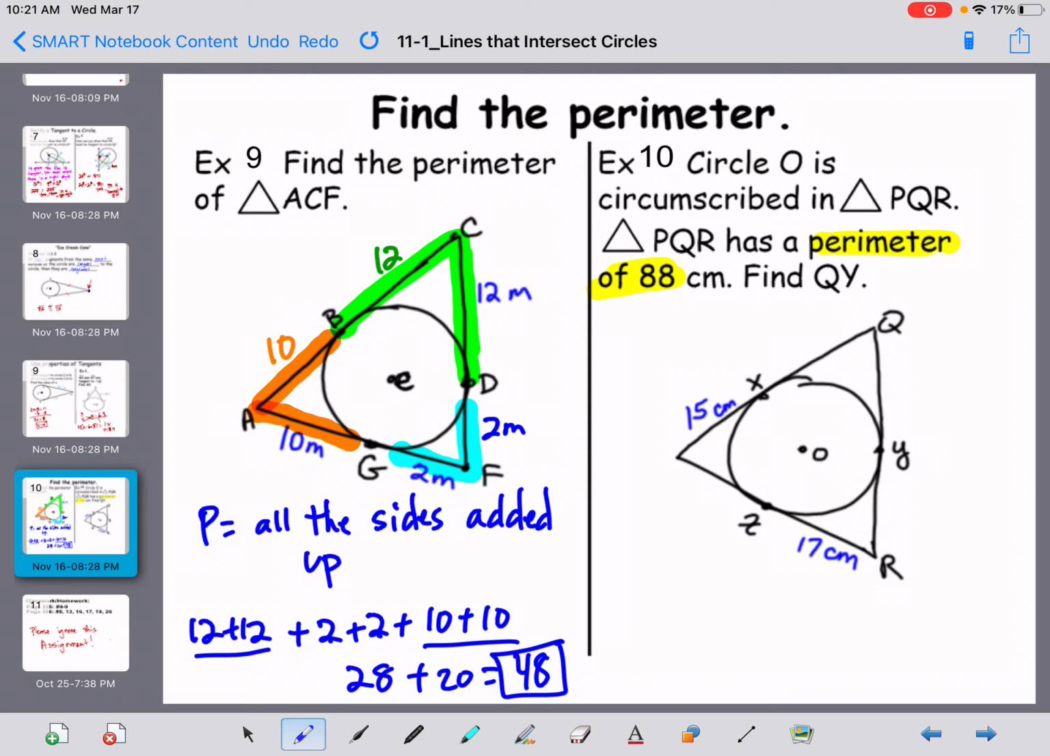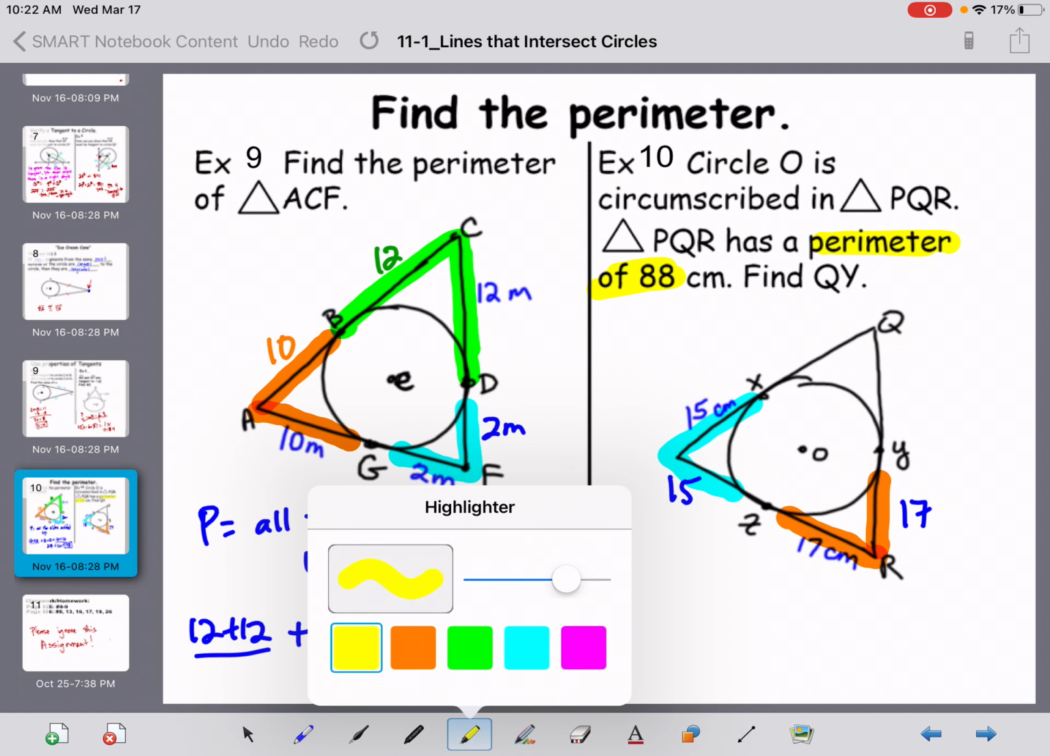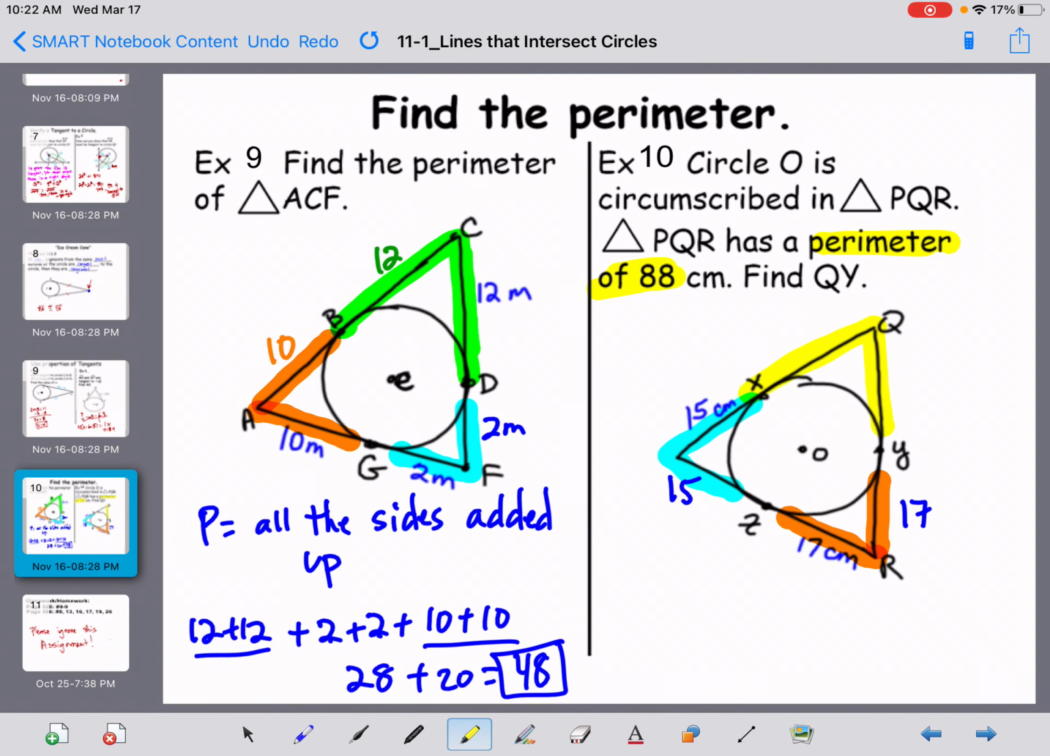What's the next one? Circle O is inscribed in triangle PQR. That just means it's inside of it. PQR has a perimeter of 88. Uh-oh. So it sounds like there's going to be a piece of information that I don't know. So let's start with my highlighter. So that's going to be 15. And here's 17, and that's 17. So this one would be 17. Oh, so the one that I'm missing is here in yellow.